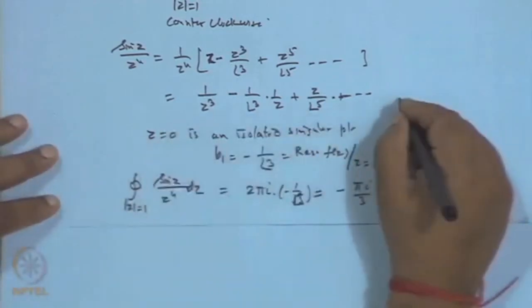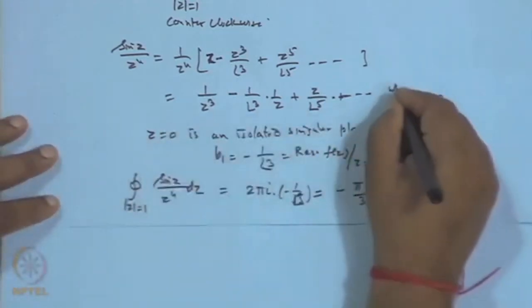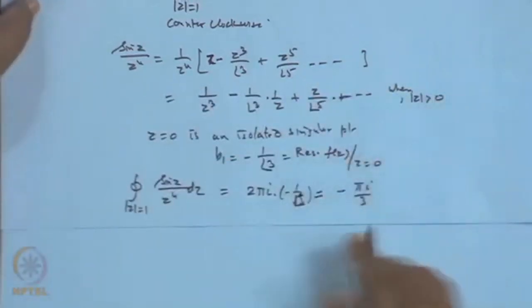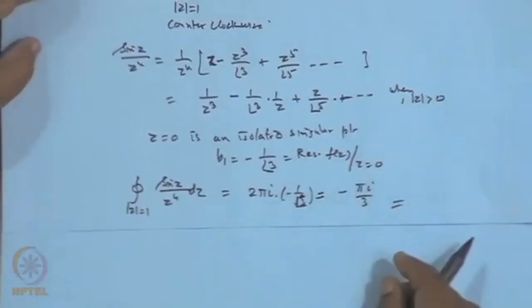Here obviously, this result is valid when mod z is greater than 0. So, this way we can easily answer the questions for computing the integral for this. Now, the residue, which we are calling the coefficient of this, is not the only way to compute. The residue is found by expanding the function in the form of the Laurent series and then finding the coefficient of 1 by z minus z naught, and that is the residue of the function.